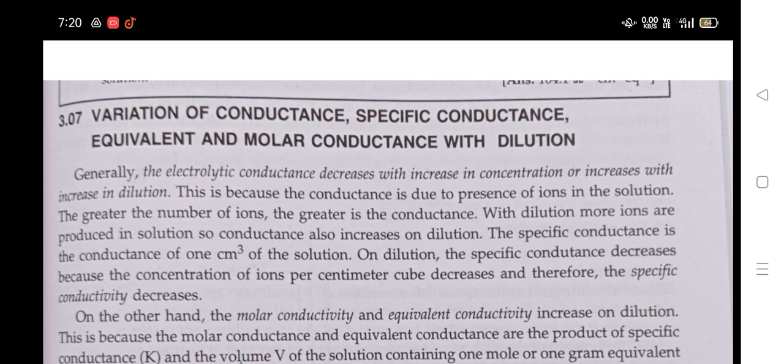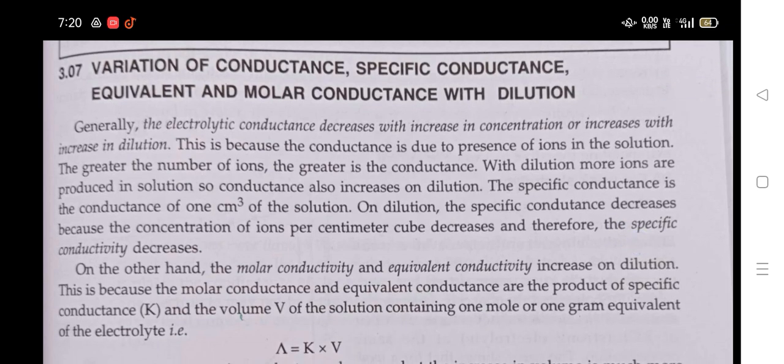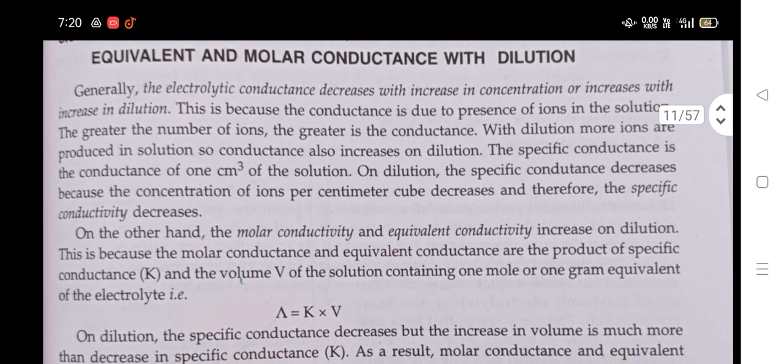Variation of conductance, specific conductance, equivalent conductance and molar conductance with dilution. Generally, the electrolytic conductance decreases with increase in concentration or increases with increase in dilution. This is because the conductance is due to presence of ions in the solution. The greater the number of ions, the greater is the conductance. With dilution, more ions are produced in solution, so conductance also increases on dilution.